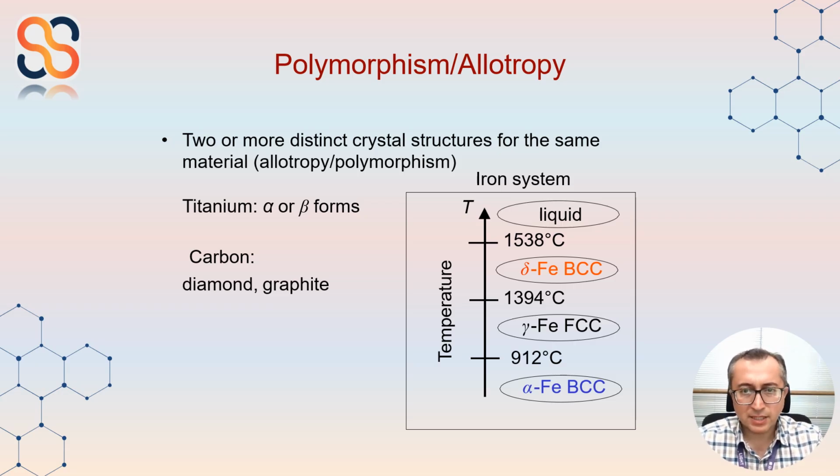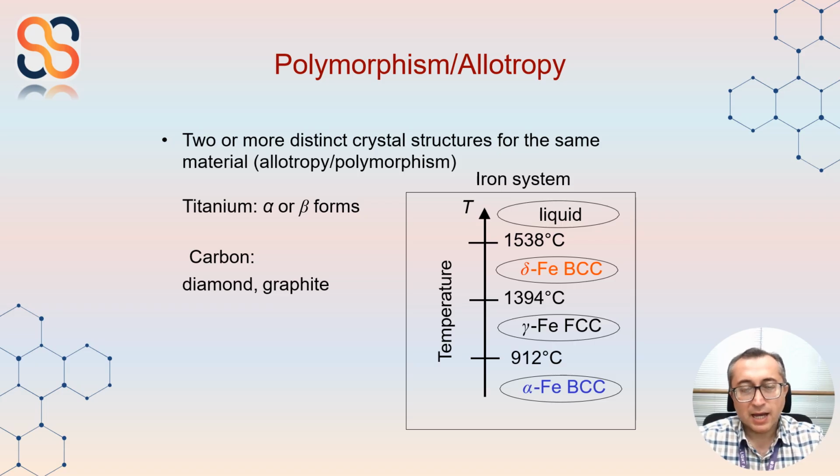Titanium exists in two forms: alpha titanium with hexagonal close-packed structure and beta titanium with body-centered cubic. The next example is carbon, which exhibits different forms: diamond with a tetrahedral bonding resulting in a strong rigid structure, and graphite, which is a layered structure with weaker van der Waals forces, allowing for slip between layers.